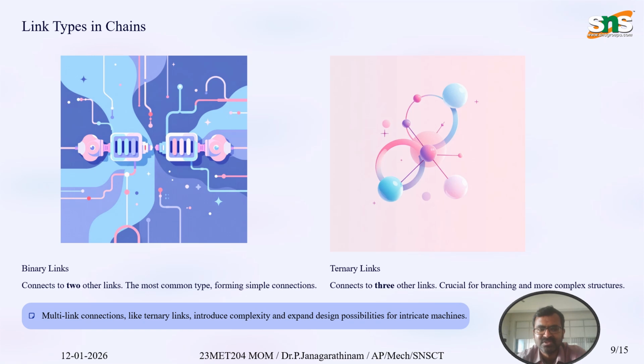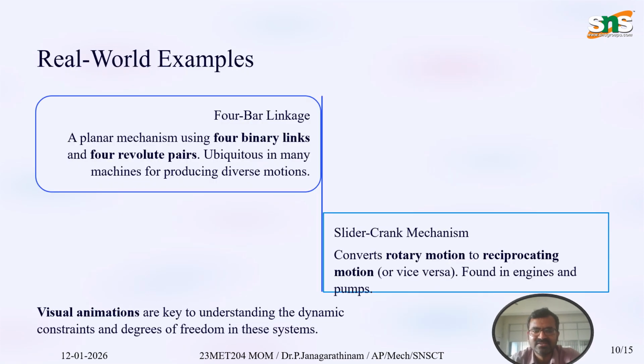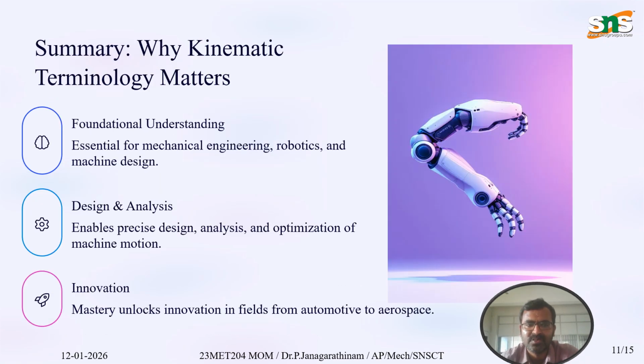These are the types of links in chains: binary links and ternary links. Multi-link connections like ternary links introduce complexity; as the complexity increases, we go for ternary links. Real-world examples include revolute pairs, the slider crank mechanism, and the four-bar linkage, as in locomotive engine wheels. These are some of the real-world examples used in kinematic chains, links, and mechanisms.